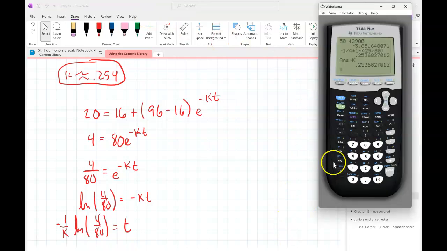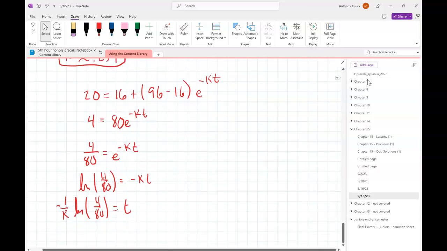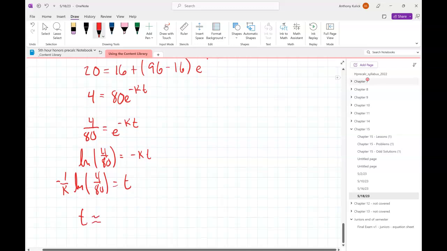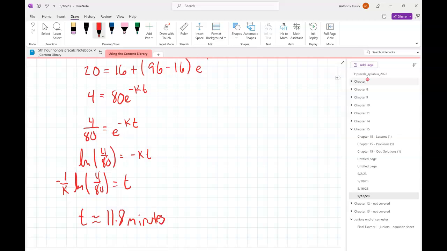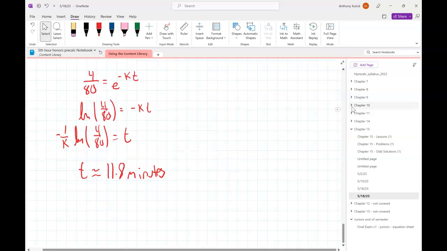And now it's just going into my calculator. So -1 over, and then I'll call my K that I just stored, times log of 4 divided by 80, and I get about 11.8 minutes. How did I know the unit was going to be minutes? Because the time I used earlier was minutes, right? Yep. What if I wanted this in minutes and seconds?